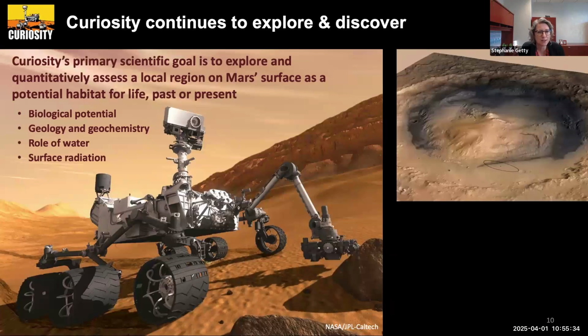So these are some of the goals that the mission set out to address: assessing this region of the Mars surface, Gale Crater with Mount Sharp in the center, assessing biological potential, geology and geochemistry, the role of water, and of course the surface radiation environment, just highlighting how interdisciplinary a payload needs to be to tease out the meaning and interpretation of the discoveries that we make in the context of a given environment. So let's go to the next one.